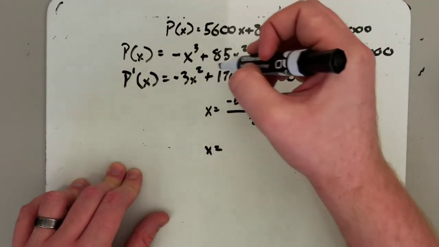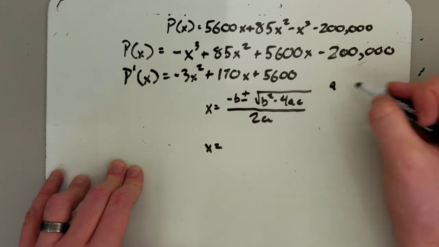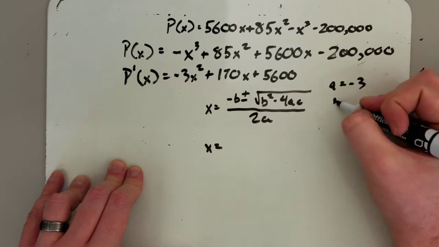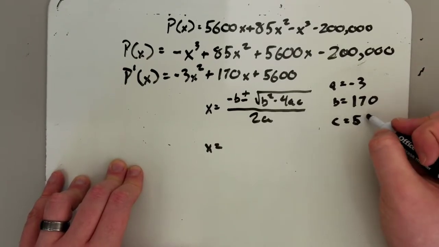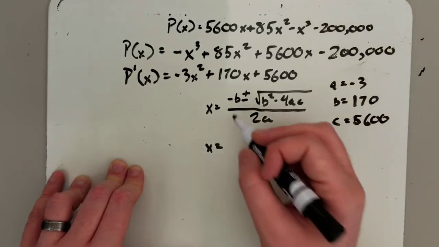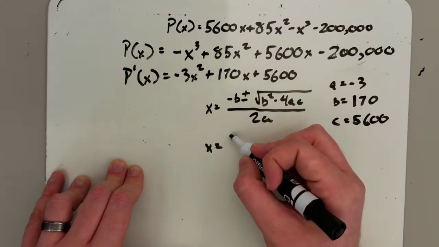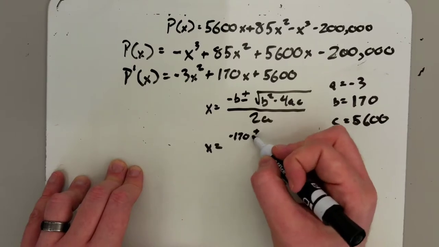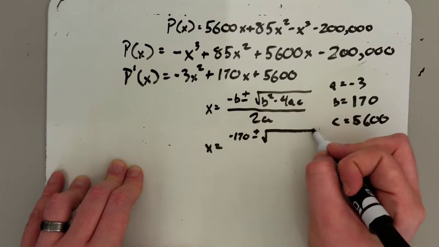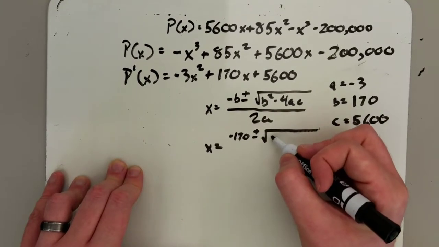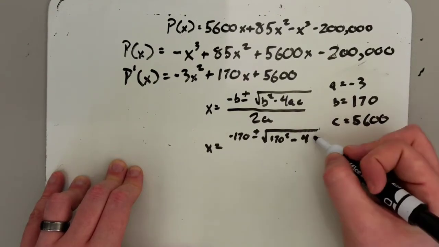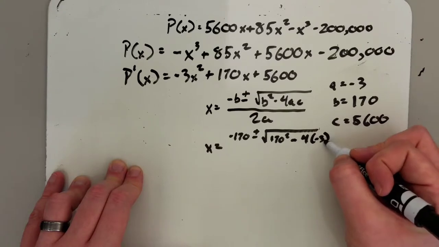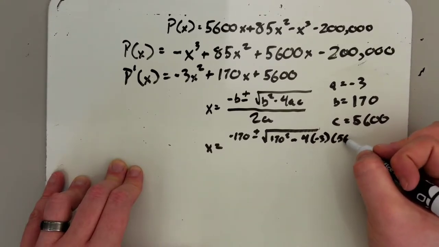Okay, so remember this is A, this is B, this is C. So A is equal to negative 3, and B is equal to 170, and C is equal to 5,600. So negative B is going to have negative 170 plus or minus the square root of 170 squared minus 4 times negative 3 times 5,600.